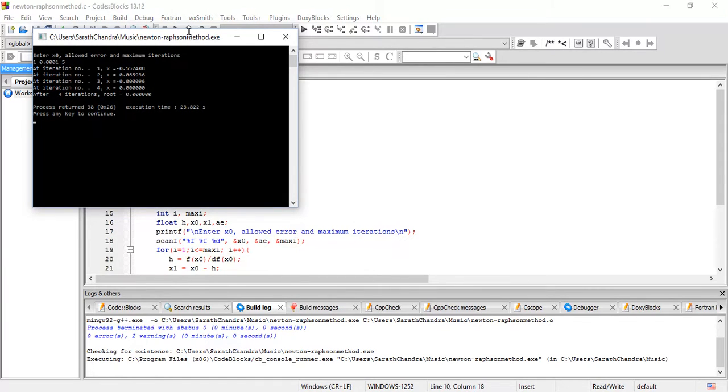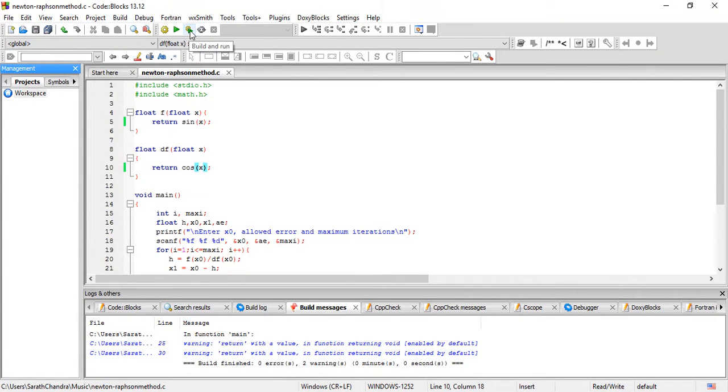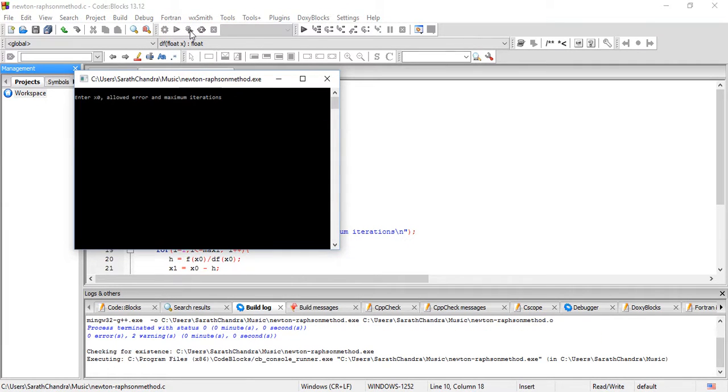Let us try with another root. Let us try to get the root n pi. Let us compile this program again. Let us take our x naught to be 4, the allowed error to be 0.0001, the maximum iterations to be 6. As we see, the function gives us a root of 3.141, which is approximately pi, which is our desired result. The program is perfectly working.